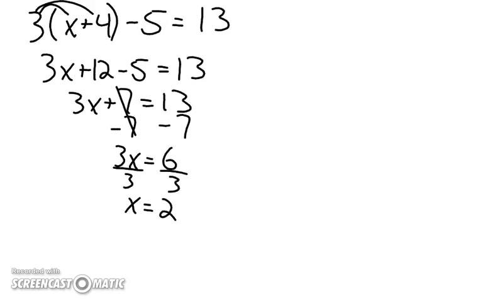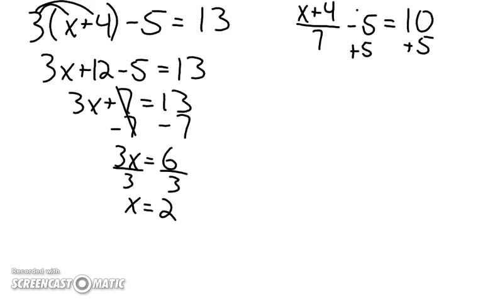In a similar example, we can do x plus 4 over 7 minus 5 equals 10. This one might get a little bit big, but that's okay. You have calculators. So the first thing we have to do is get rid of this negative 5. We're going to add 5 to both sides. So now we have that x plus 4 over 7 equals 15.